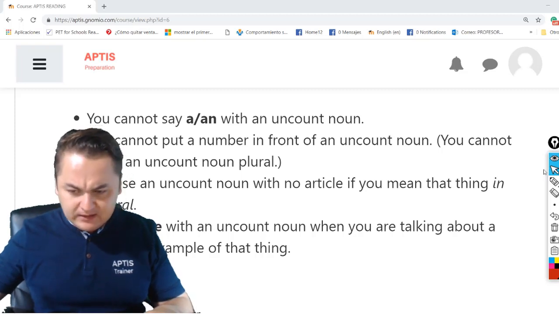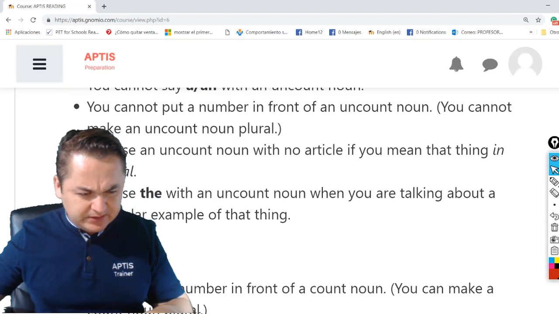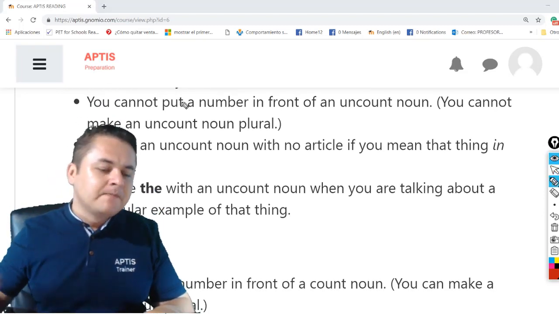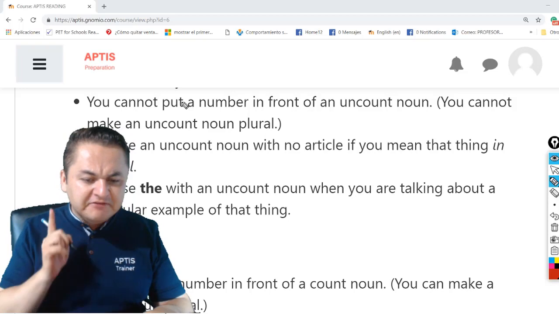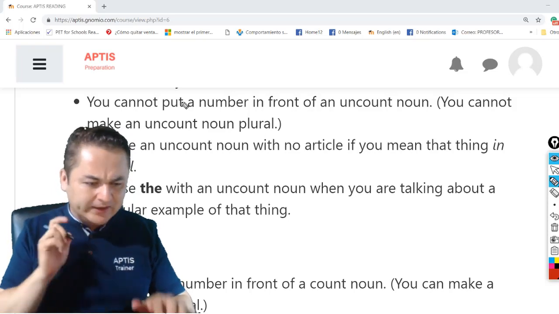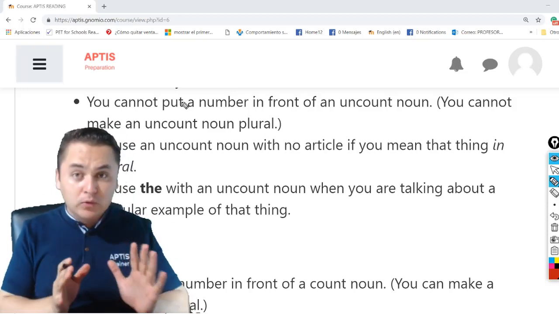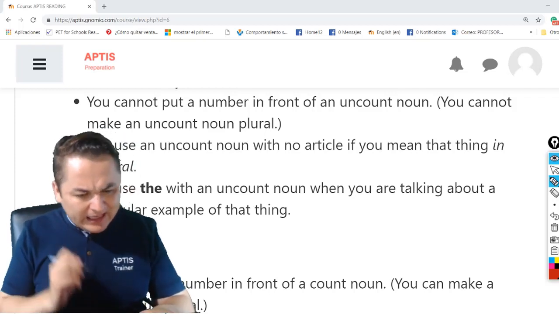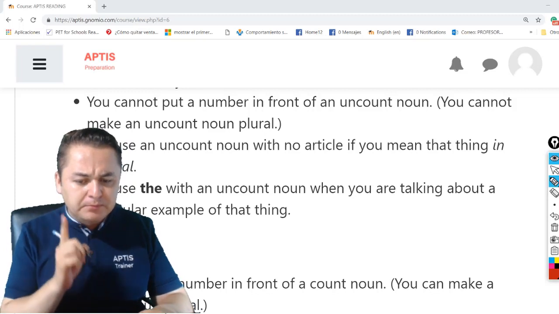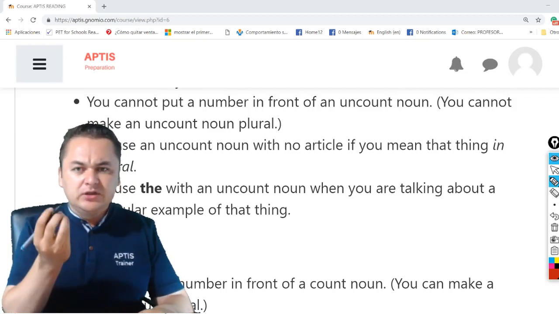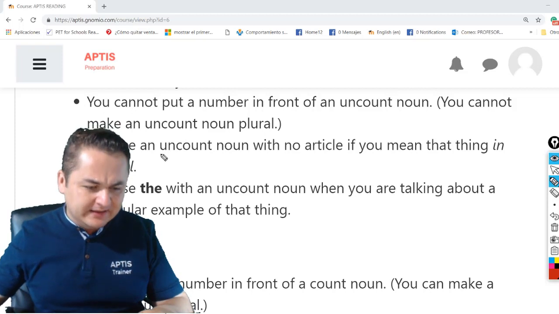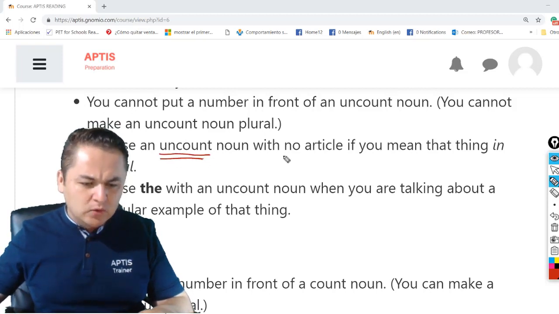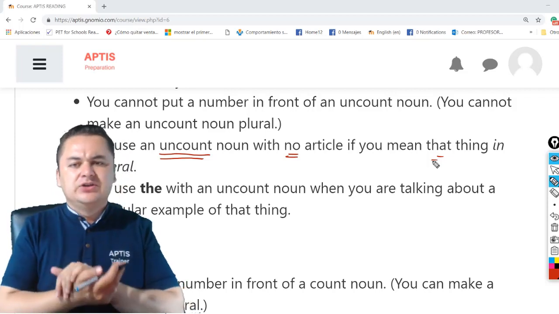Number two. I'm going to scroll down a bit so we can actually pay closer attention to number two. And it says, you cannot put a number in front of an uncount noun. You cannot make an uncount noun plural. I just explained that. You use an uncount noun with no article if you mean that thing in general. So let us think about that.